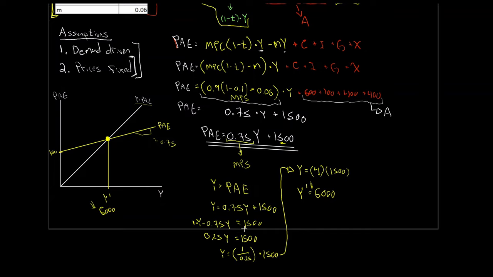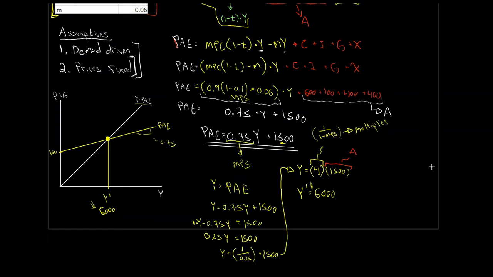Again, to talk about what just happened in our solving, well, we have 1500. That there is our autonomous spending. This 4, where did this 4 come from? Well, as we went through our algebra, this was 1 over 1 minus our marginal propensity to spend. We didn't quite go through it in that way, but that's algebraically what that worked out to. And this is what we refer to as our multiplier.